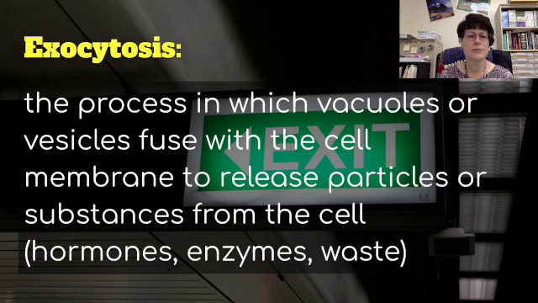And then there is exocytosis. This is the process in which vacuoles or vesicles fuse with the cell membrane to release particles or substances from the cell, things like hormones, enzymes, and waste. These are generally things that are too big to go across the cell membrane, but exocytosis, exiting, exterior, outside. Endocytosis, we're trying to get things in. Endoskeleton is a skeleton that is inside something. So endo in, exo out. Okay, exo exiting. That's why I have an exit sign in the background.